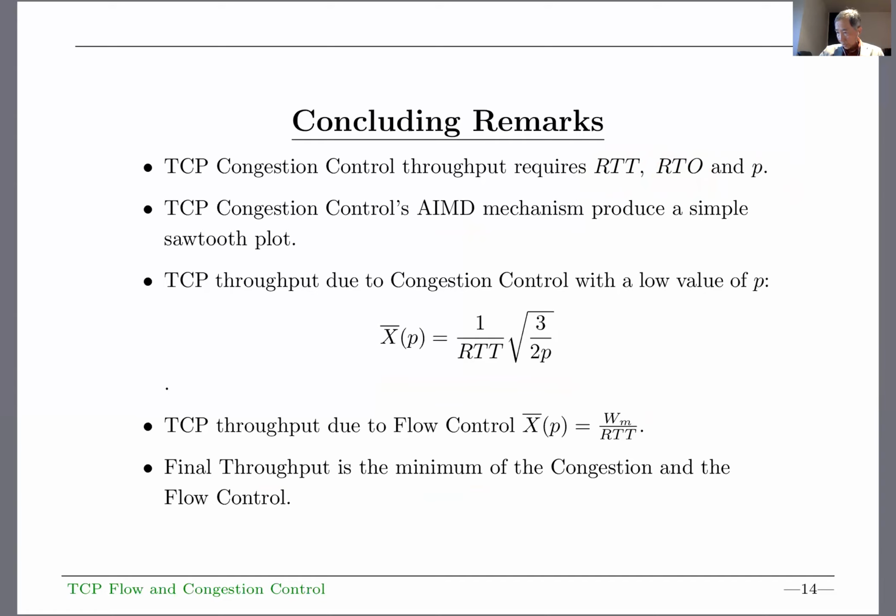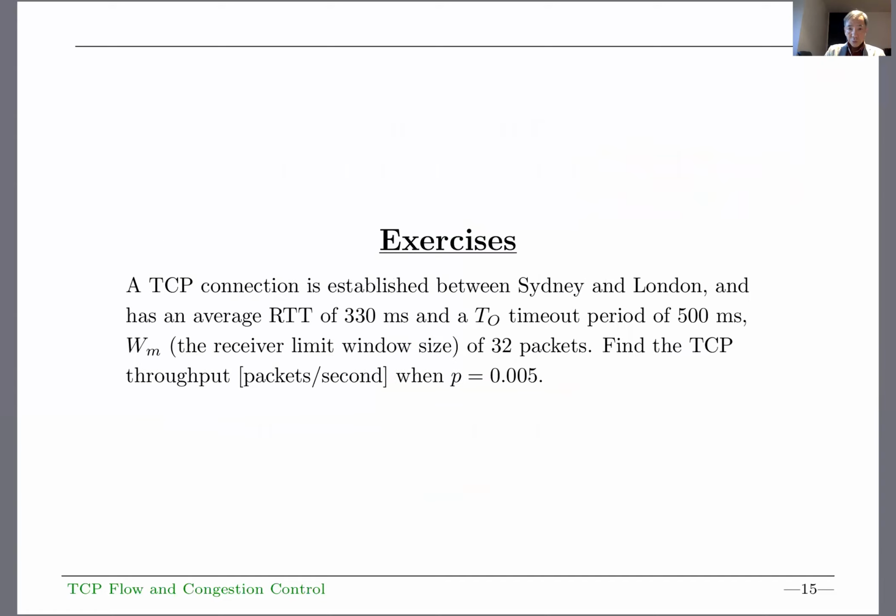So the last part is the exercise I want you to have a look at, which is a real-time exercise. What happens is you have RTT, RTO, and WM, and a loss probability of 0.5%. So you can calculate the throughput due to flow control and the throughput due to congestion control for this value of 0.5% loss probability. Then you can do the exercise after this talk.